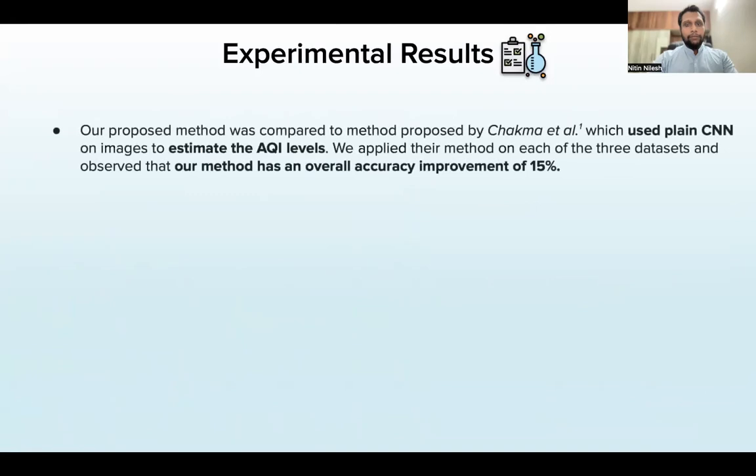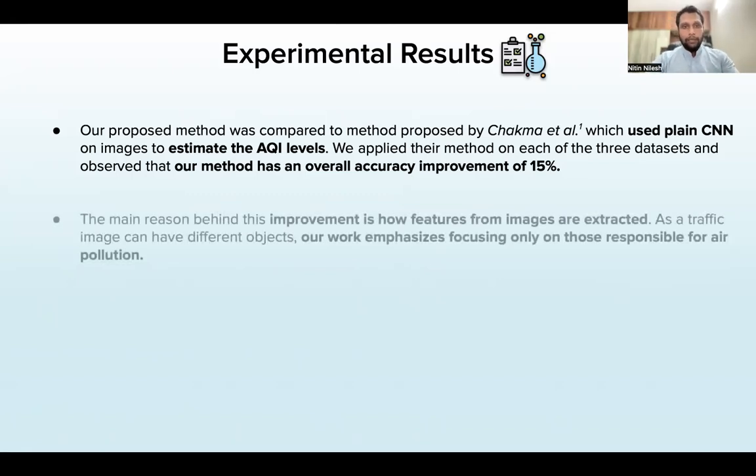And we compare this with another method that was proposed by Chakma et al. in ICIP 2017. What they did is that they took the image and simply passed that image to a plain CNN to estimate the AQI levels. So we applied their methodology on our data set, and we observed that our method has an overall accuracy improvement of 15% when compared to their method on our data set.